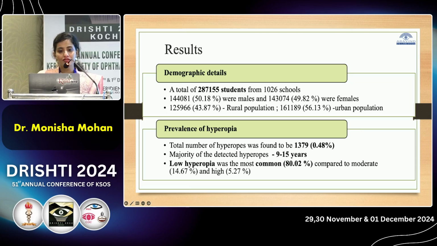Coming to the prevalence of hyperopia itself, the total number of hyperopes found was 1,379, that is 0.5%. The majority of these detected hyperopes belonged to the age group between 9 to 15 years, and low hyperopia was the most common, comprising 80% compared to the moderate and the high ones.